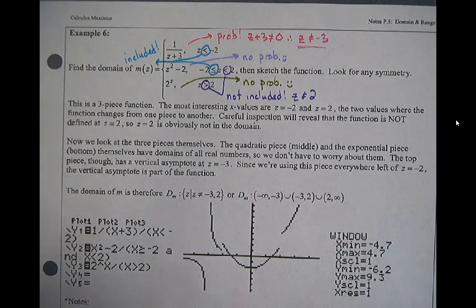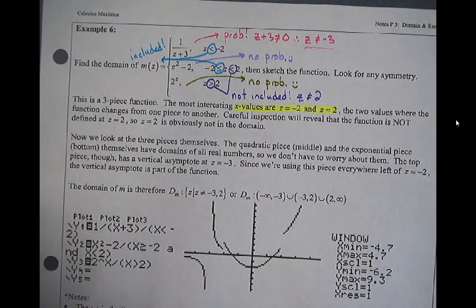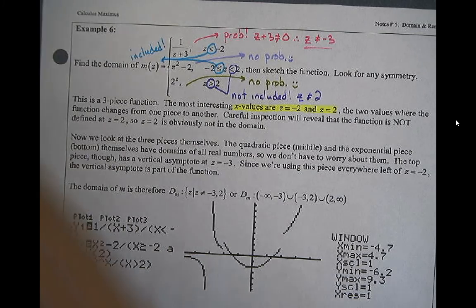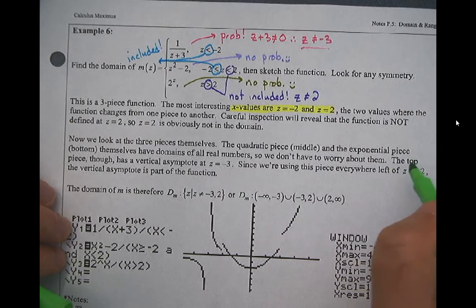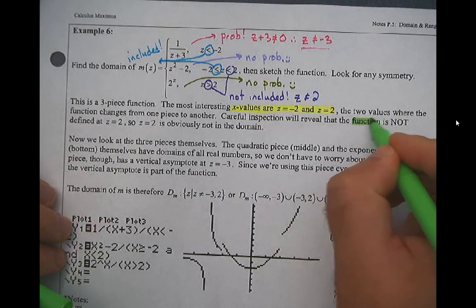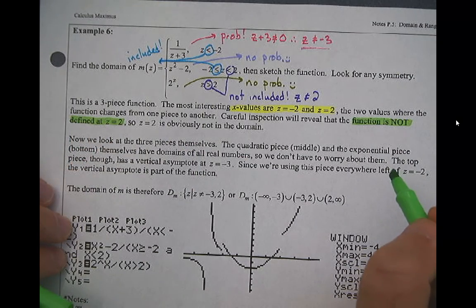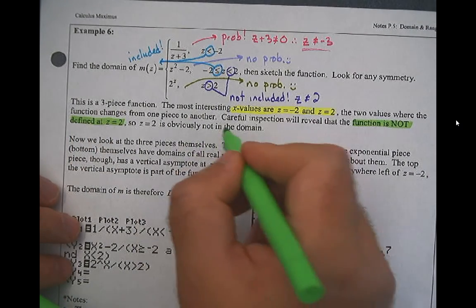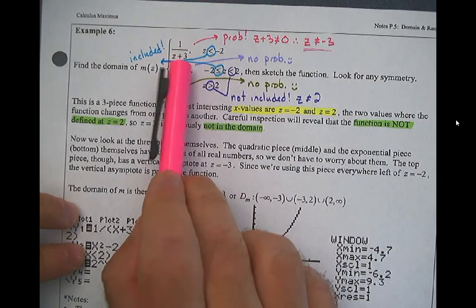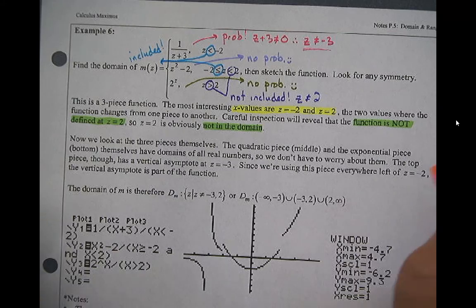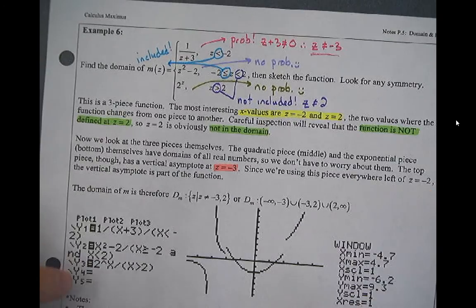I'm going to highlight some of this stuff. Our interesting values are the transitions. We found one of them worked and one of them did not. The other interesting piece is that our function is not defined at Z equals 2. So Z equals 2 is not in our domain. And then because of our rational function here, we could say that Z cannot be -3, something we already talked about.